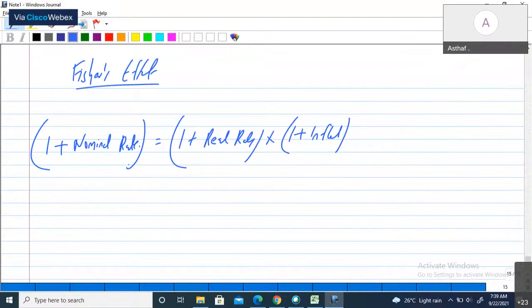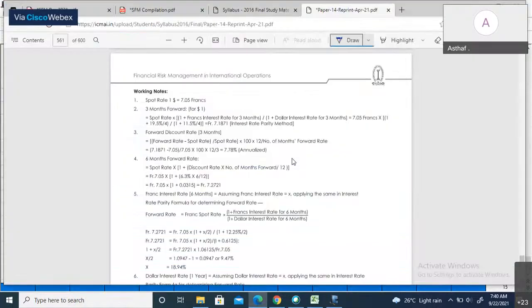So Fisher's effect tells how inflation affects the rate. Real means without inflation. Nominal means with inflation. So with inflation is nothing but without inflation into the inflation rate. With this, you will be able to solve the problem, my dear.